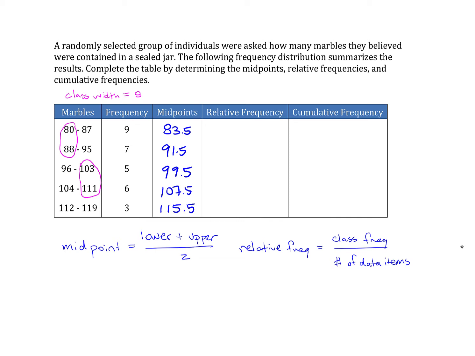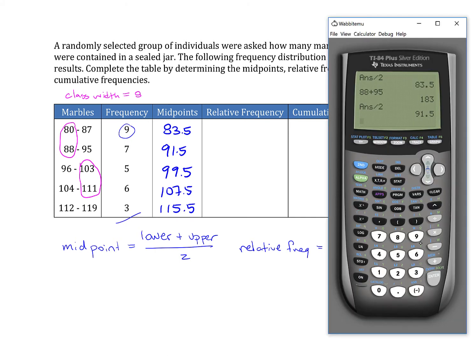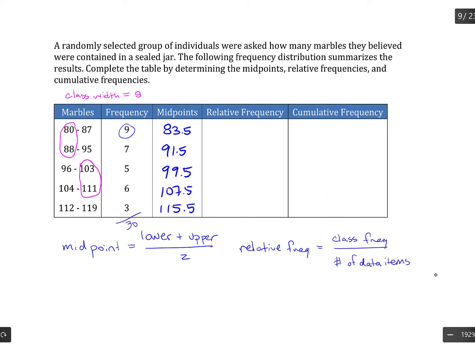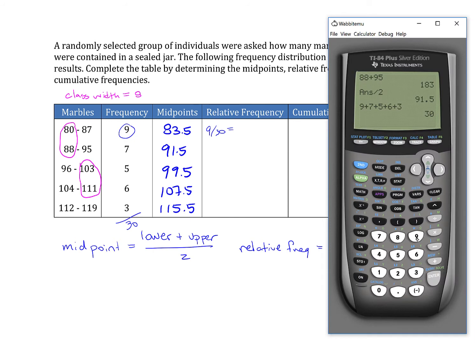So the individual class frequency for the first class is 9. I need to divide that by the number of data items in my data set, which is the sum of my frequencies. Let me grab the calculator so I don't make an arithmetic error. 9 plus 7 plus 5 plus 6 plus 3. That's a total of 30 data items. Now, 9 divided by 30 gives me my first relative frequency. 9 over 30 is 0.3.